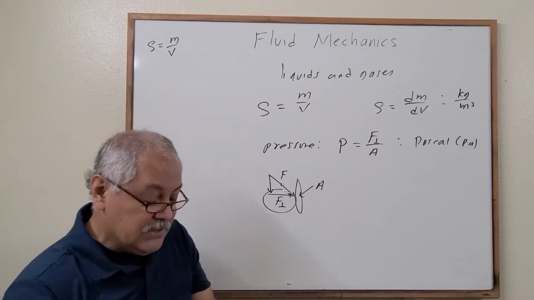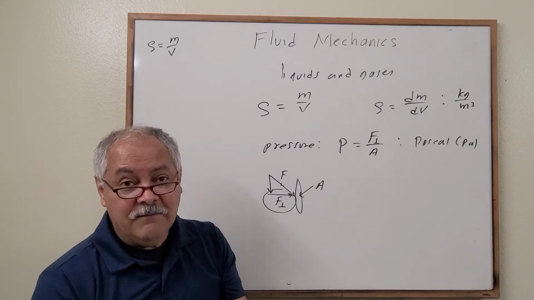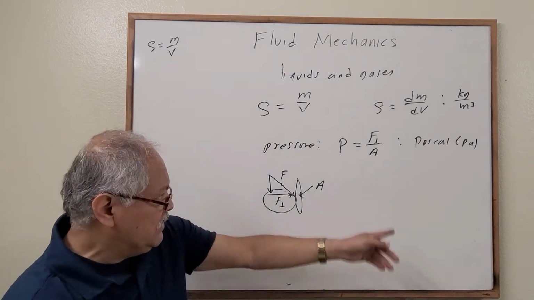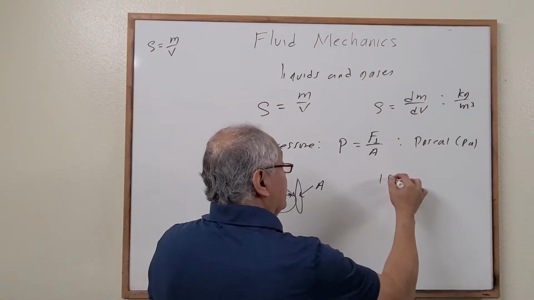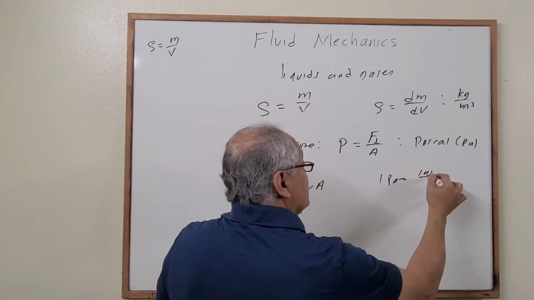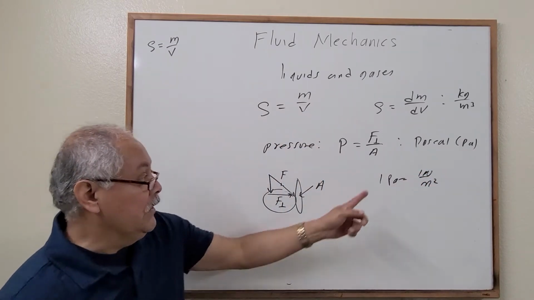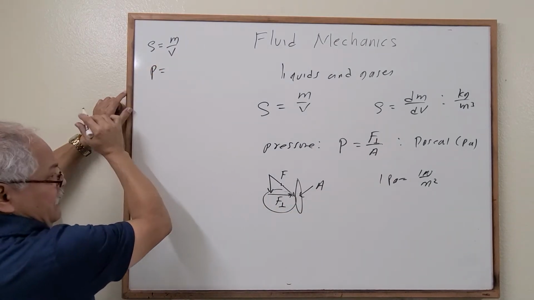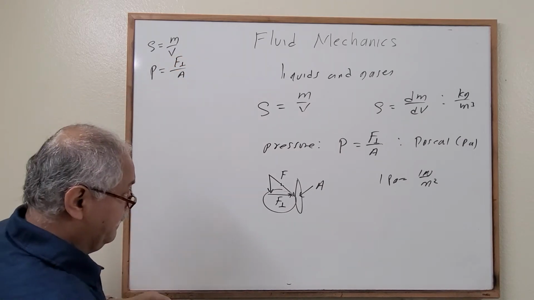We have other units like atmospheric pressure, or we have PSI, which is pounds per square inch. But in the metric system we use pascals. In this case, 1 pascal equals 1 Newton divided by square meters, which is the unit for the area. Correct? Perfect. So we have pressure equals force divided by the area.